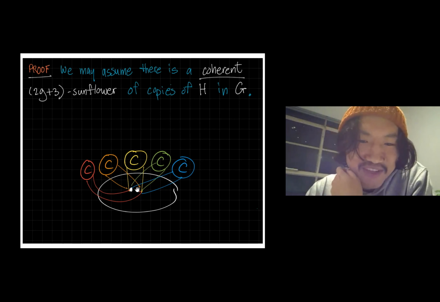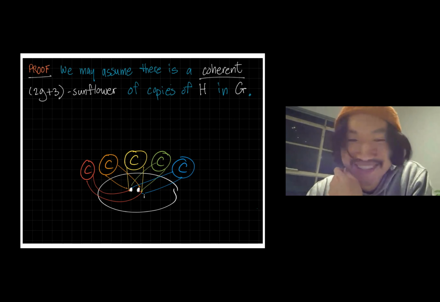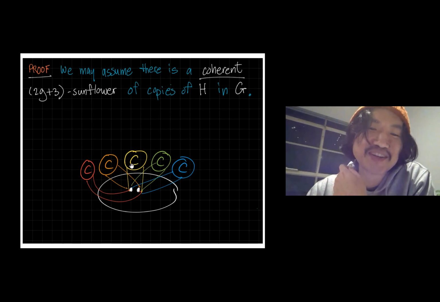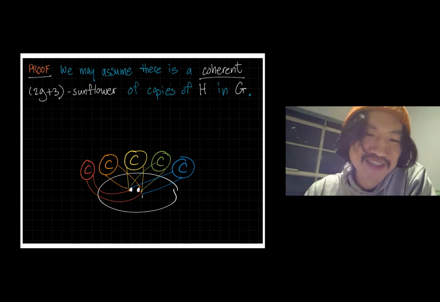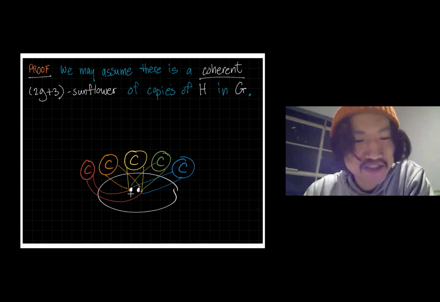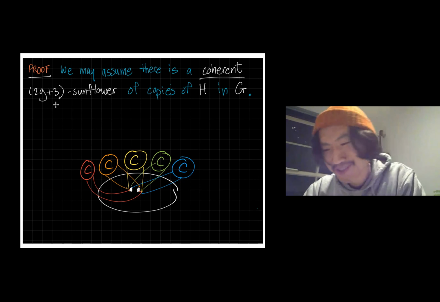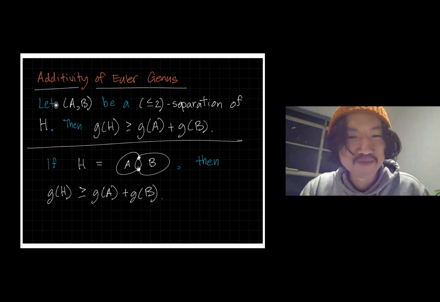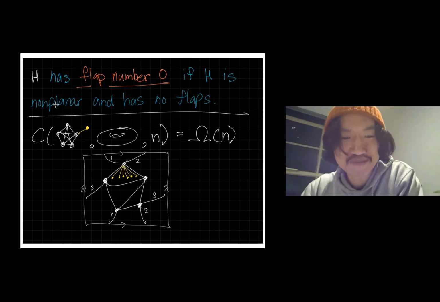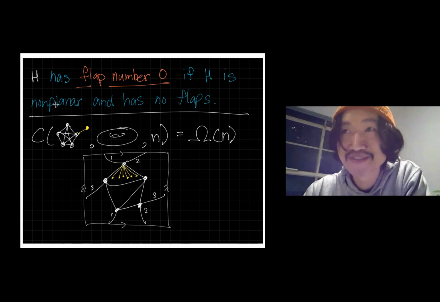If you were paying attention super carefully, you should note that it's not necessarily this graph that's not planar, but I might have had to add that edge in. But that's not really a big deal because you can always add a handle to your surface and draw that edge in, right? And that only increases the genus by 2, and 2g plus 3 is still bigger than g plus 2. Okay, right, so that finishes the proof, at least for flap number 0.